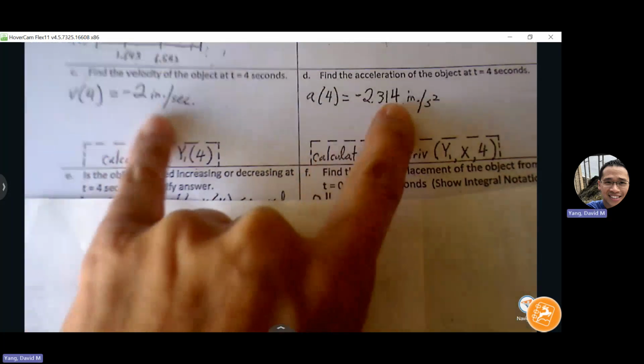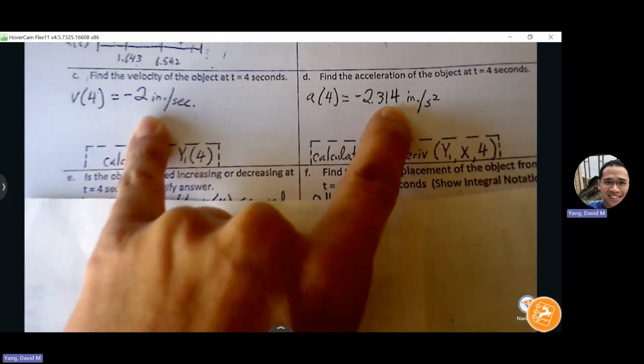Good. So here we see they're both negative. So what can we say? Speed is what? Increasing at t equals 4.